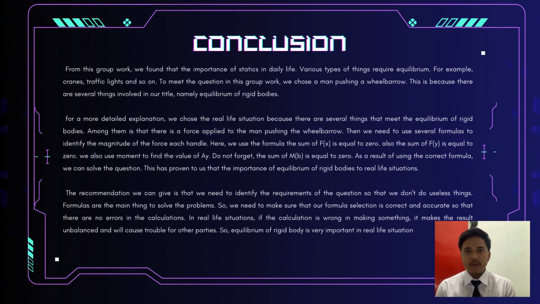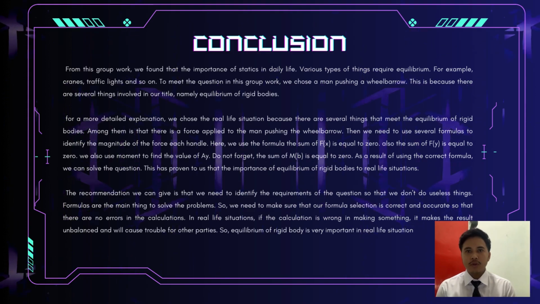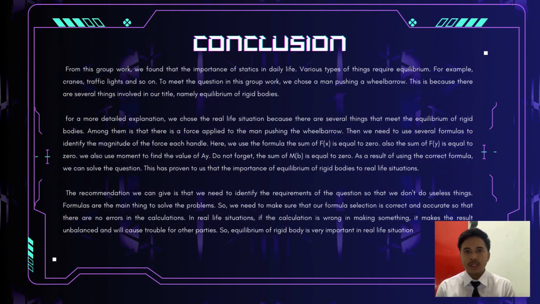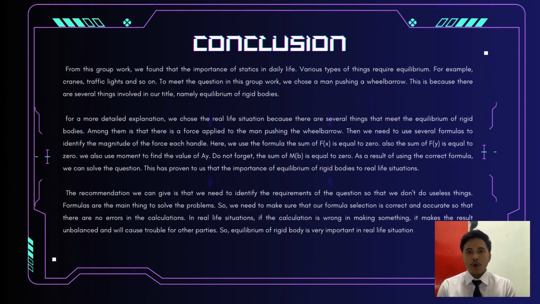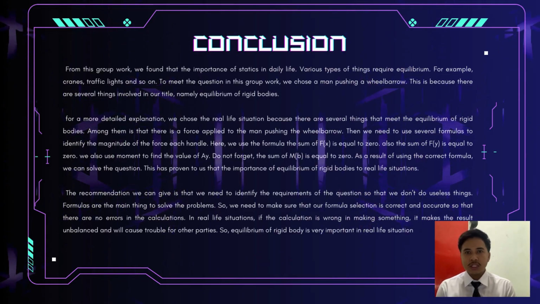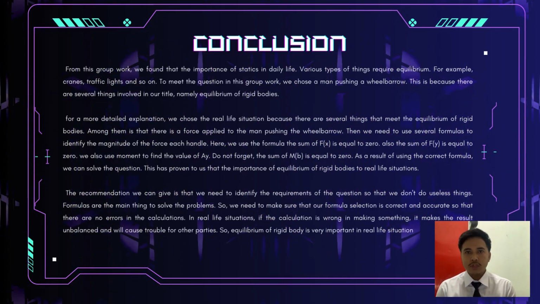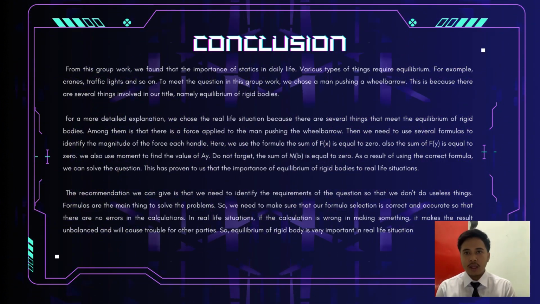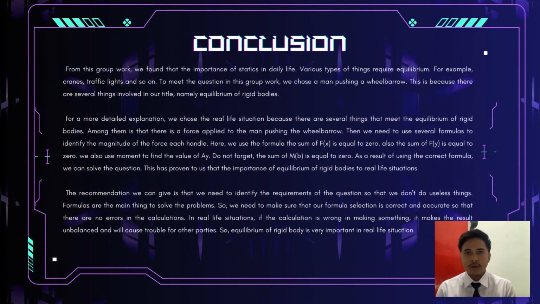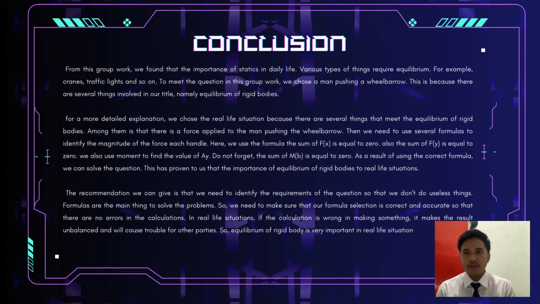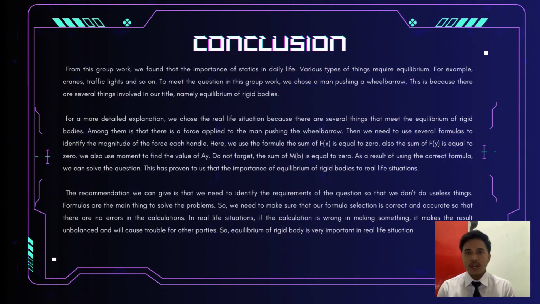Among them is that there is a force applied by a man pushing the wheelbarrow. Then, we need to use several formulas to identify the magnitude of the force on each handle. Here, we use the formula sum of Fx equals 0. Also, the sum of Fy equals 0. We also use moment to find the value of Ay. Do not forget, the sum of MB equals 0. As a result, using the correct formula, we can solve the question. This has proven to us the importance of equilibrium of rigid bodies to real life situations.